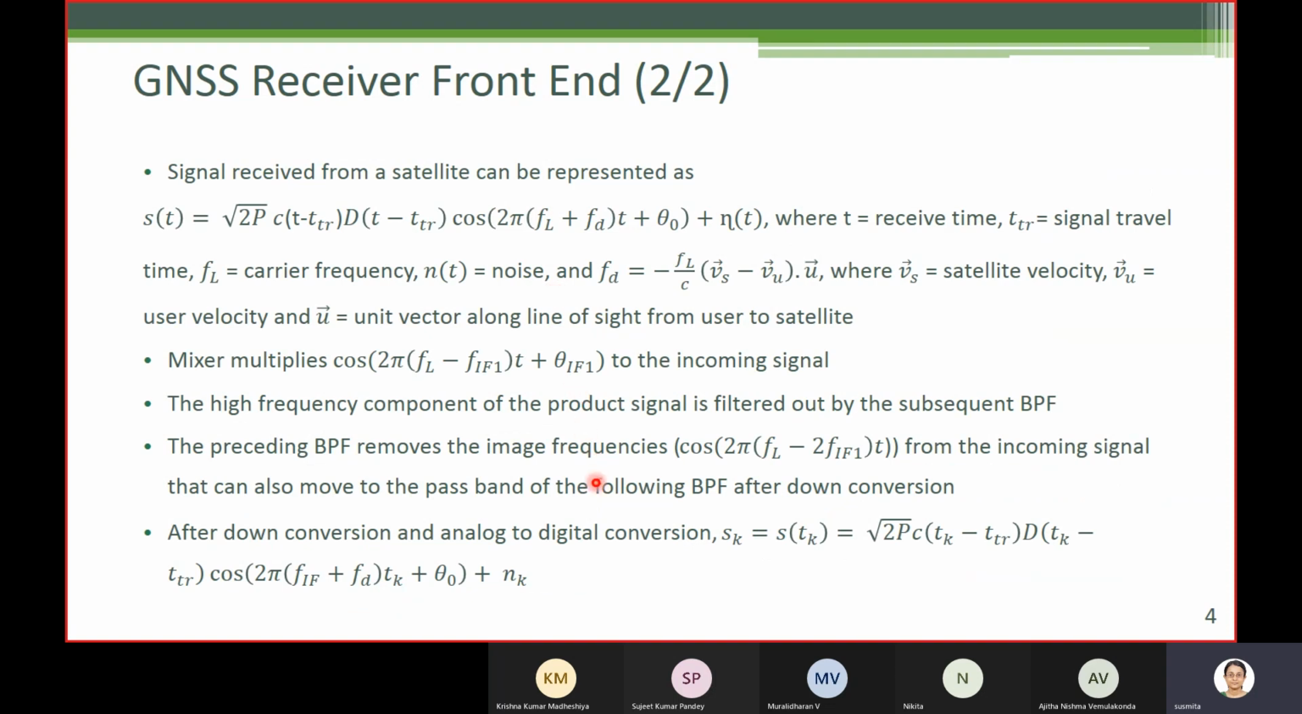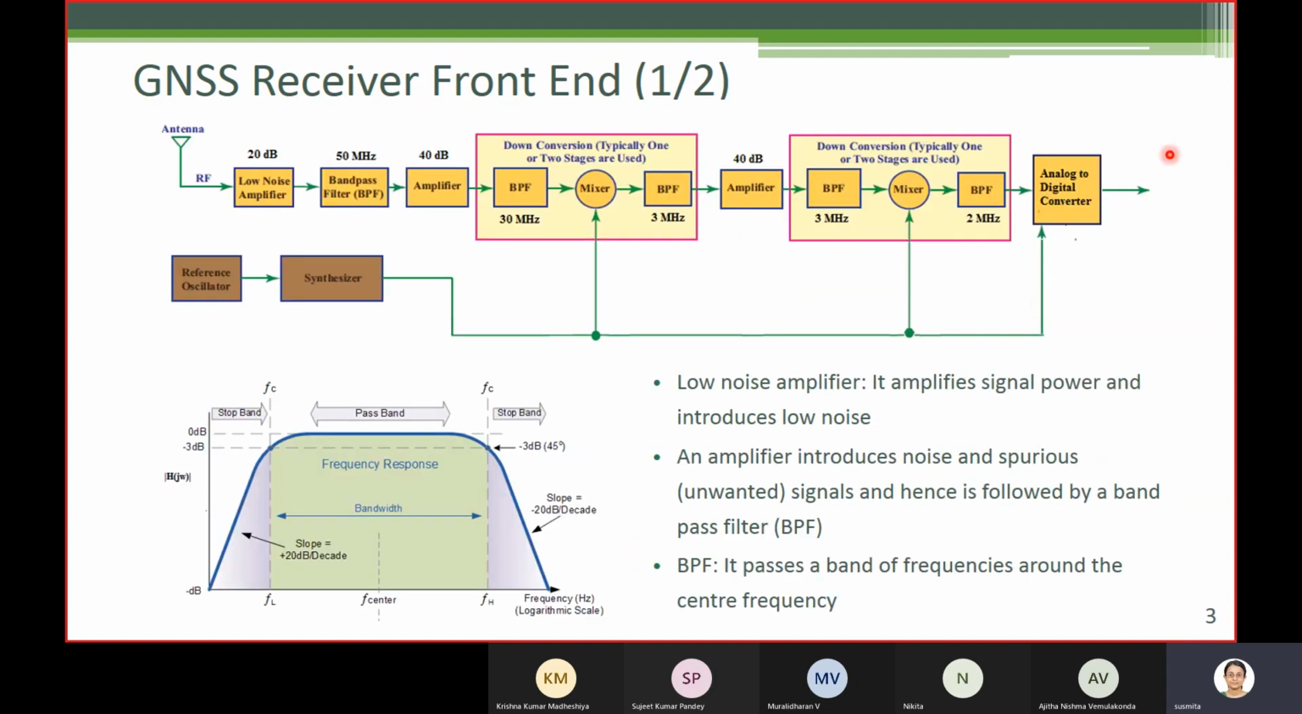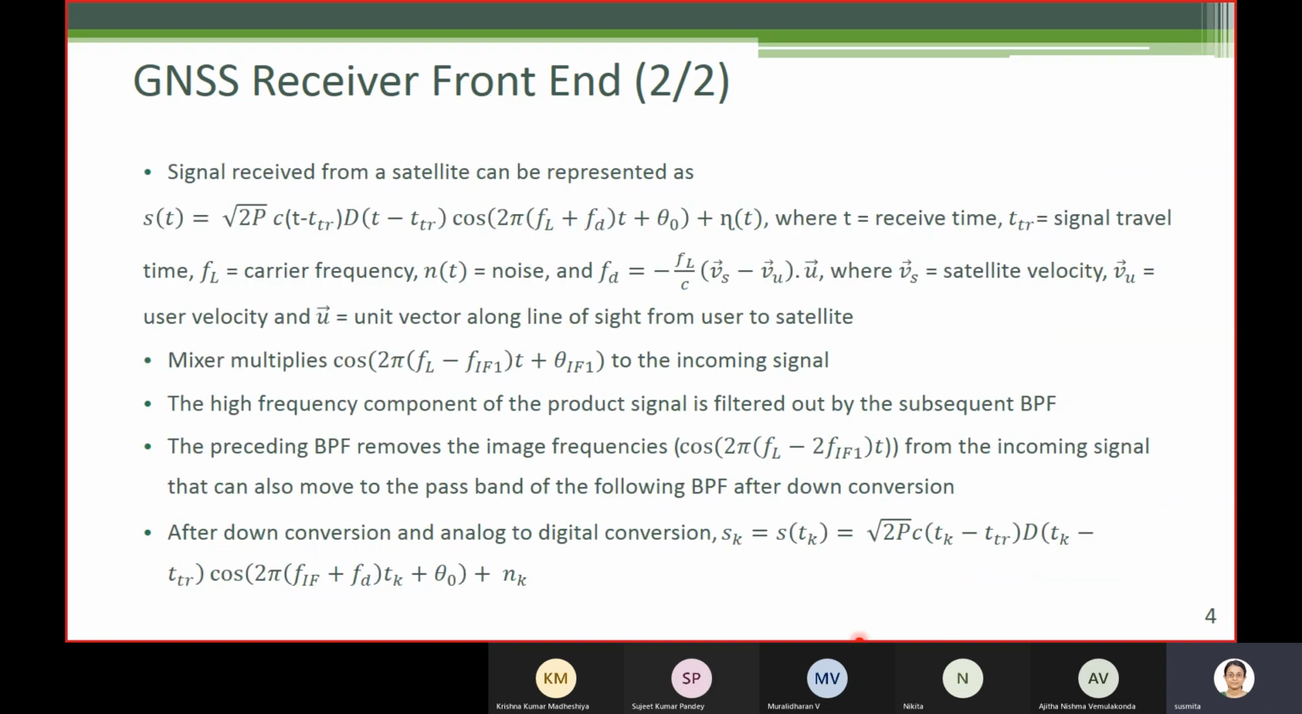Okay, that's all about mixing. Next, after down conversion, analog to digital conversion takes place. So here at the end we have an analog to digital converter, which finally converts the analog signal into digital samples. So after A to D conversion, we have samples like this.